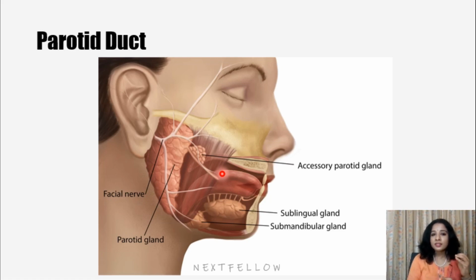So Stenson's duct is a thick walled duct which carries the secretions from the parotid gland to the vestibule of the mouth, and it is formed within the substance of the gland by union of two vertical ducts. The length of the Stenson's duct is around 5 centimeters.